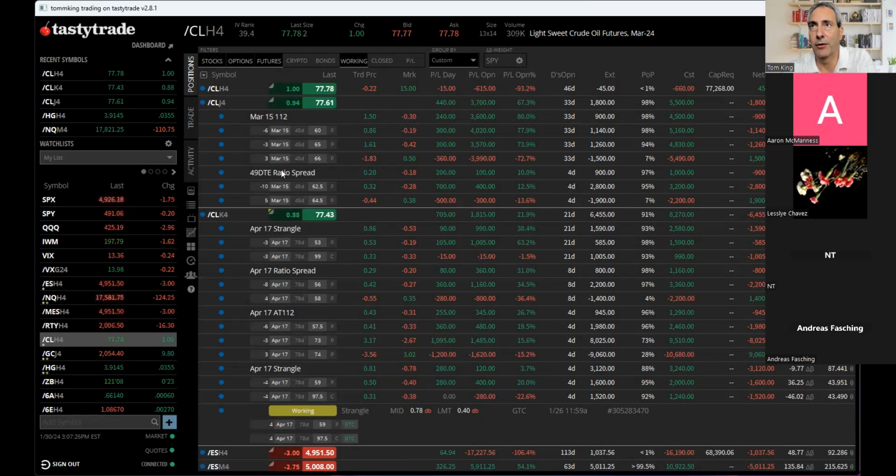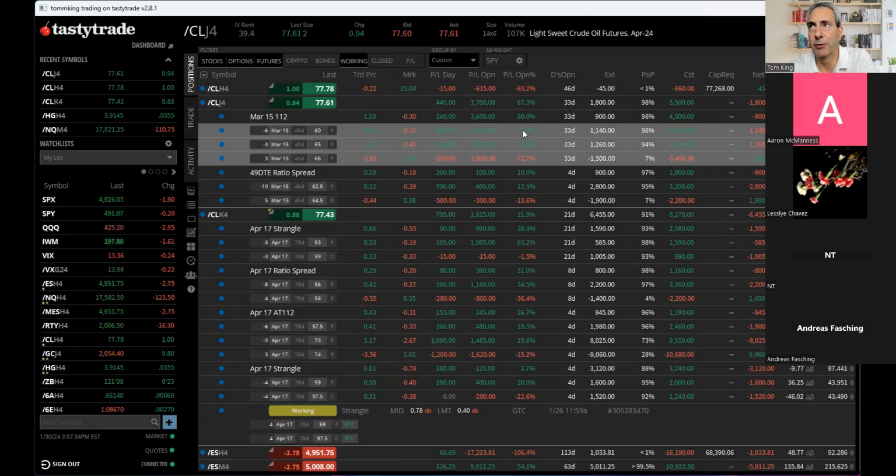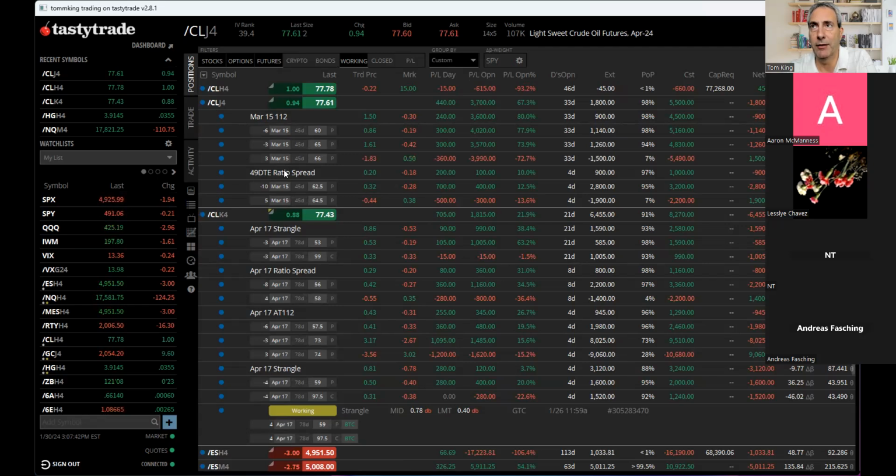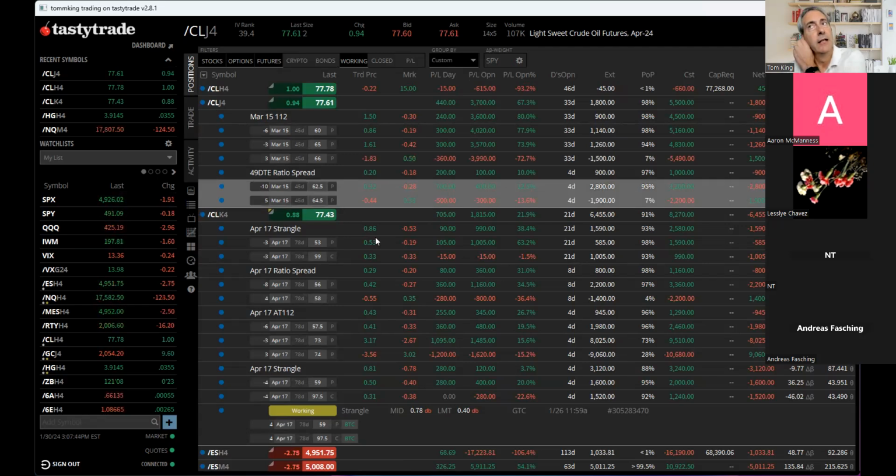Now, the next trades on oil will be for this March expiration. Here we've got a 112 trade on, where the naked puts are at 77, the short puts are at 73. There's really nothing to do. This trade's up 80% in 33 days. Nothing to do there. We've also got a ratio spread sitting out there, which is up 10% in just 4 days on this expiration. So there's not a whole lot to do there.